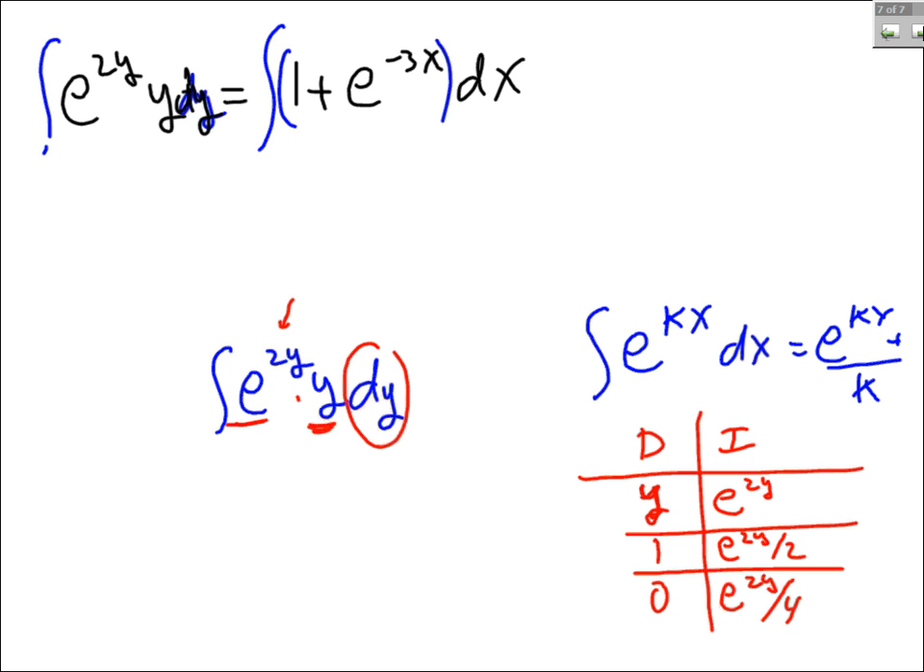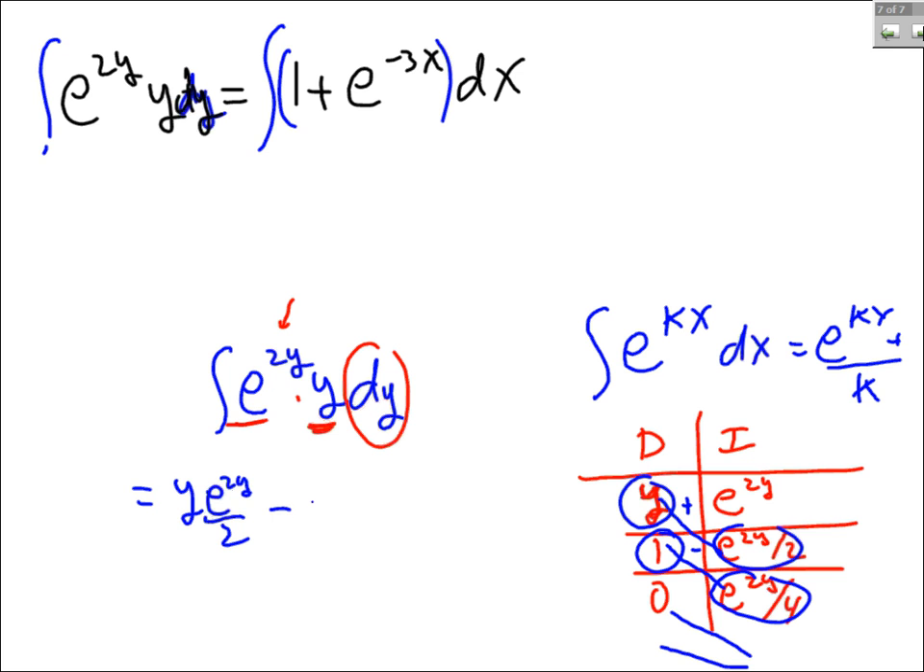Here's why they call it tic-tac-toe. You multiply that with a plus, and then you subtract that, and if there's another line, you would add that product, and then subtract that product. So what we're getting is plus y times e to the 2y over 2. I just multiply those two, then minus, and now I multiply that diagonal. E to the 2y over 4, plus a constant.